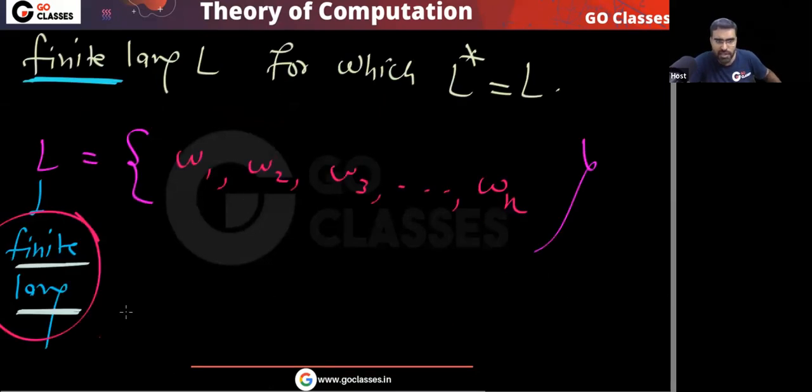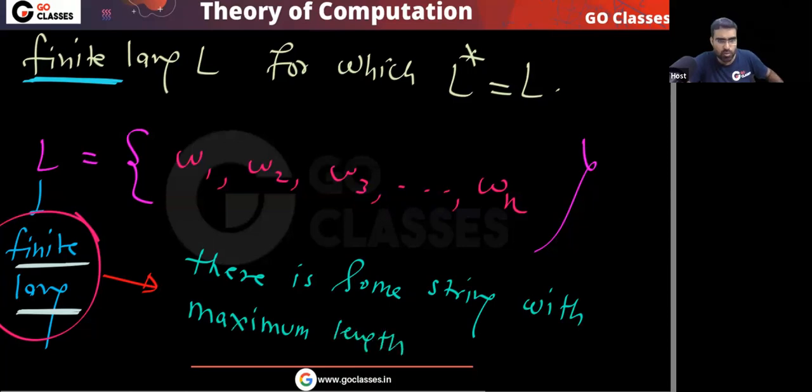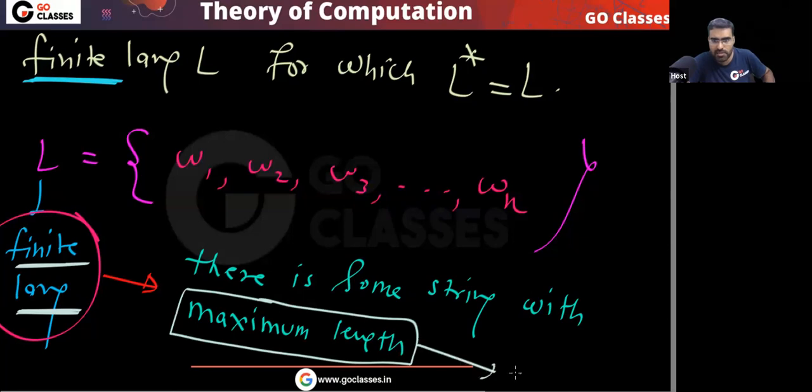So if you have a finite language, then I can say there is some string with maximum length. Let's assume that maximum length is L. Okay. Now you tell me where I'm going with it.